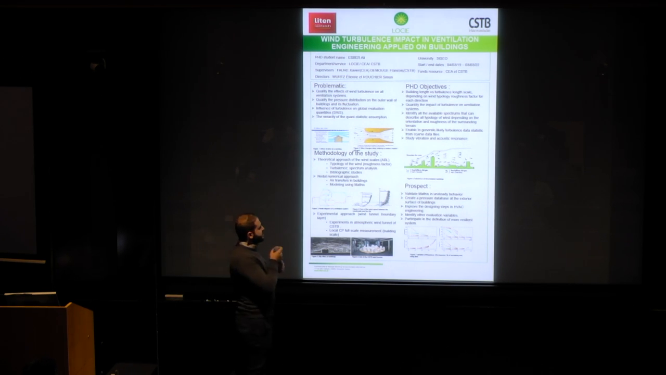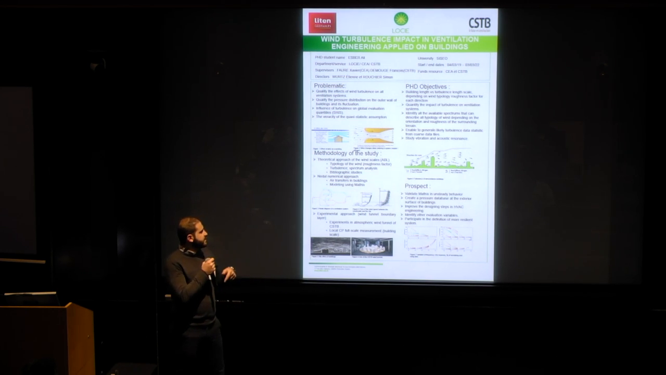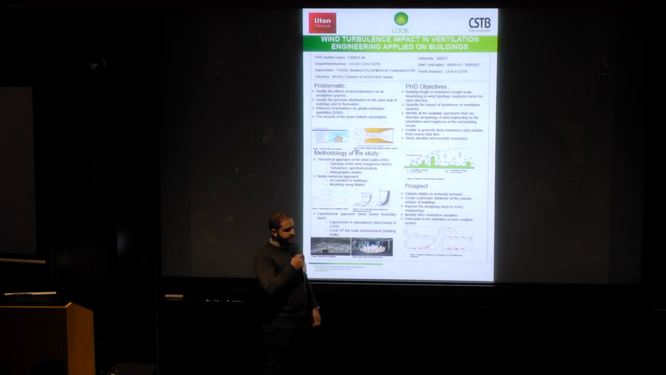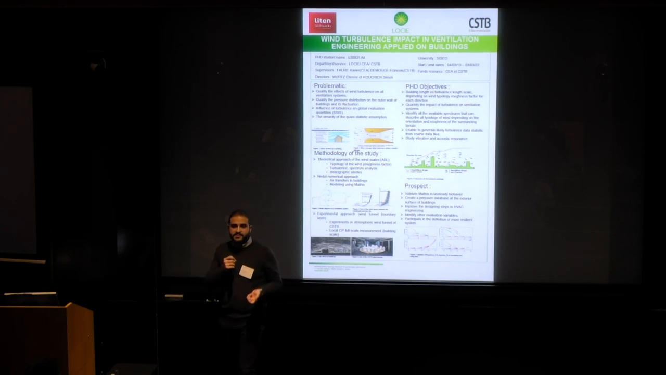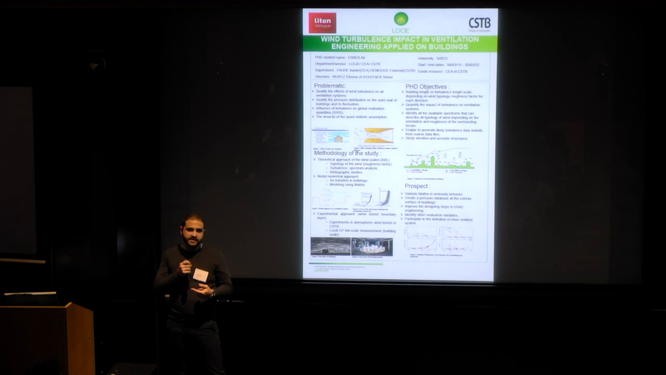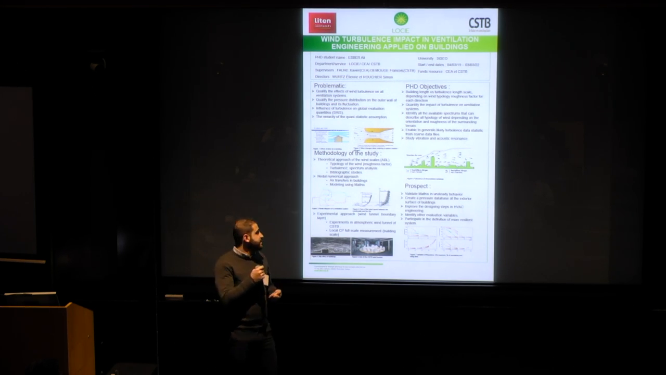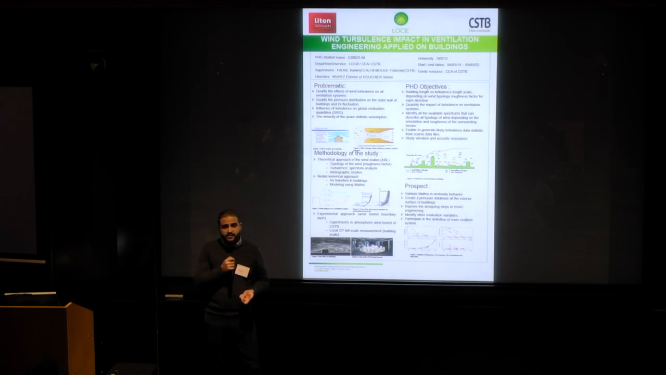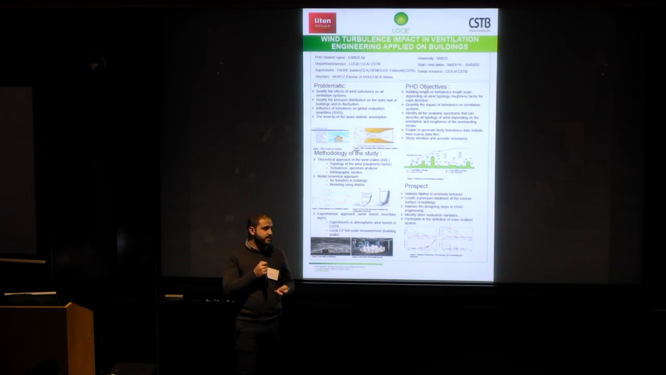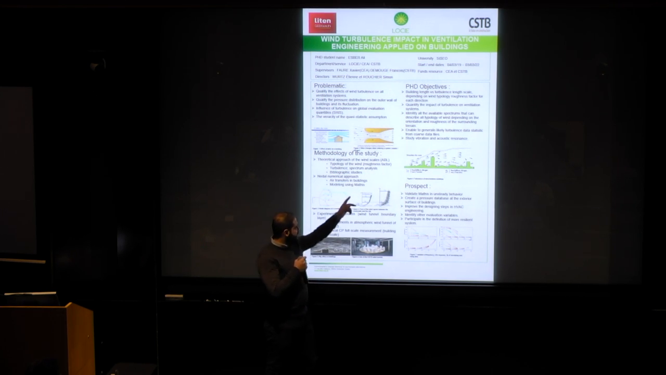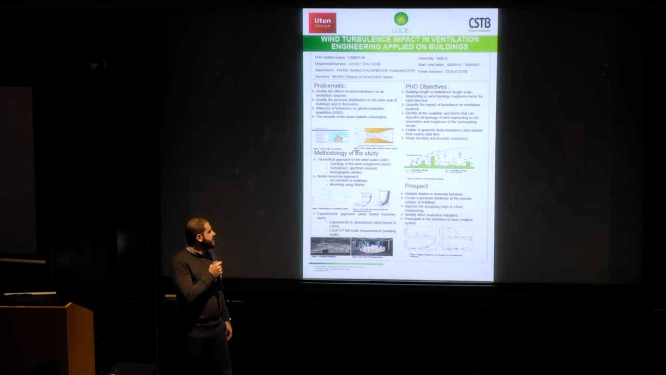But the main objective is to work on the orientation and the roughness of the surrounding environment. We have one problem: with this spectrum, when it hits the building, more and more turbulence will be generated depending on the shape of the building. So we work on two sides, which we will see in the methodology of the study. The first things that we'll study are also the vibration and the acoustic resonance.